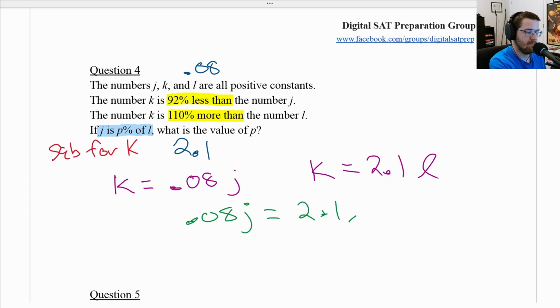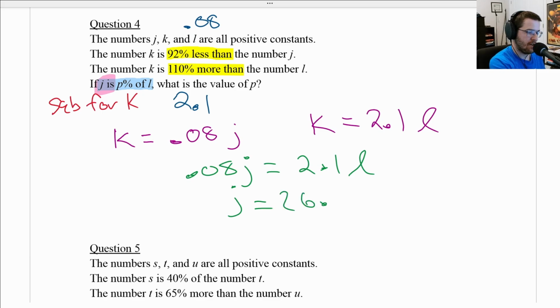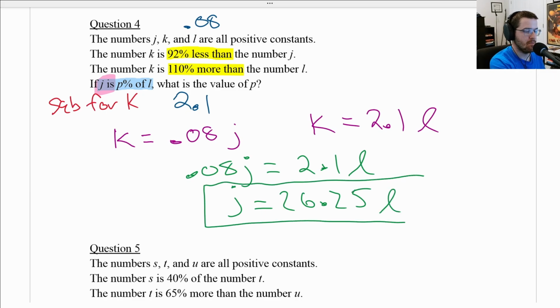2.1 L. And now the question is, which letter do I want by itself? Well, it says J is. So I think I want J by itself. So to accomplish that, I'm going to divide both sides by 0.08. So I am getting J equals 2.1 divided by 0.08 is 26.25 L. So we are in business. This is not the answer, but this is going to help us find the answer to the question.